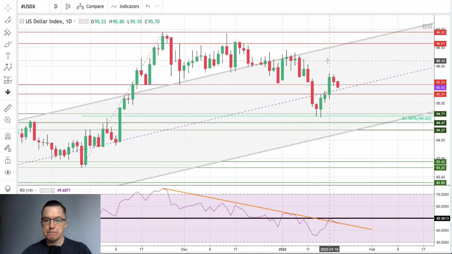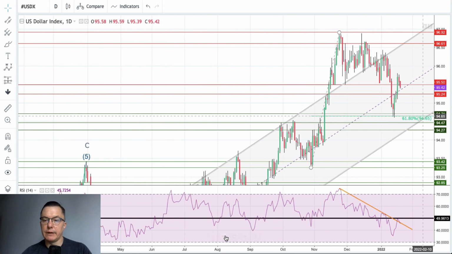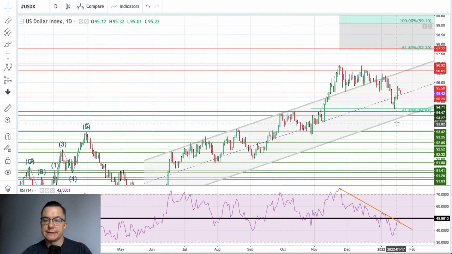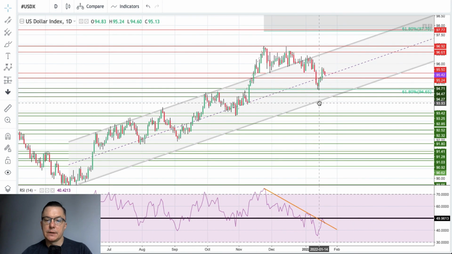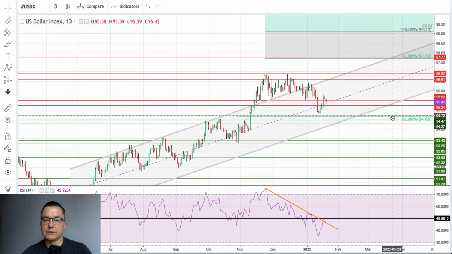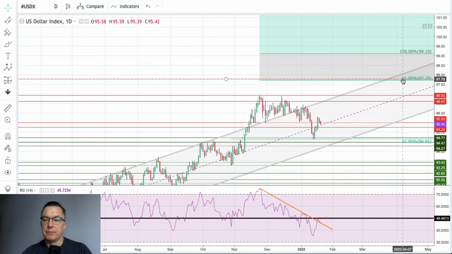So as long as we do not correct for too long, there is still a chance for this market to break out of this channel again and move way higher. You can see the channel right now, a very nice channel, nice breakout, then of course a sell off and back to the channel again, but the target is 97.70 and 99.10, so please keep an eye on those two levels as well.